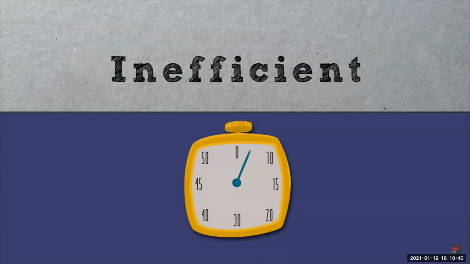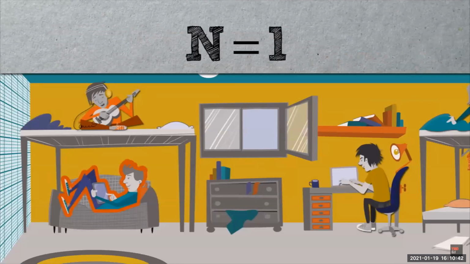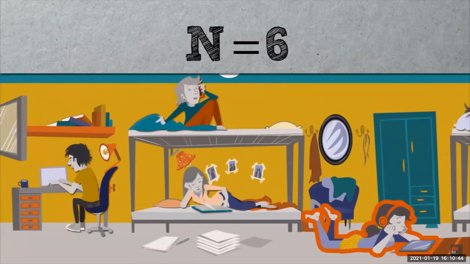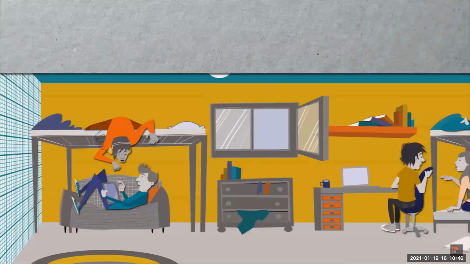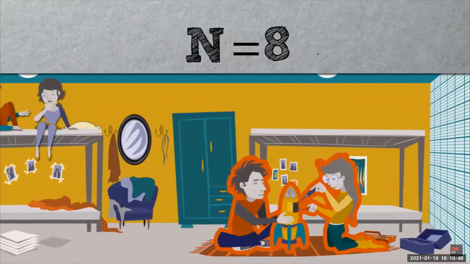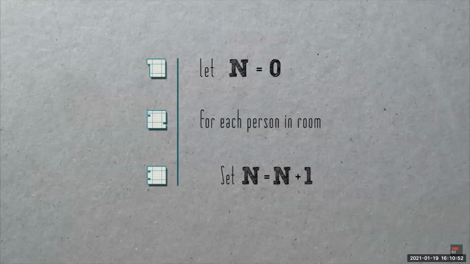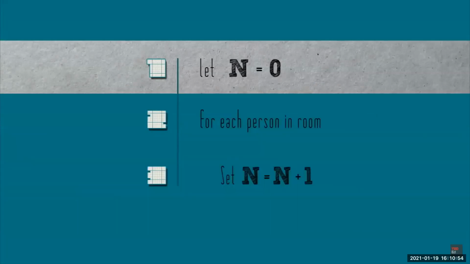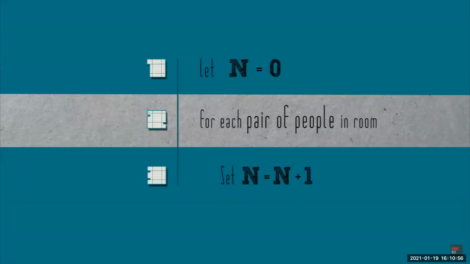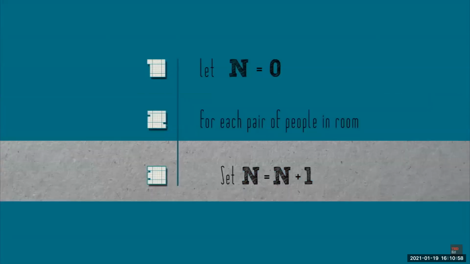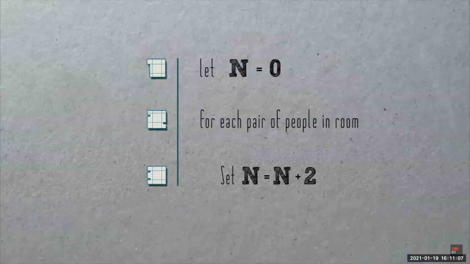Why not count 2 people at a time? Instead of counting 1, 2, 3, 4, 5, 6, 7, 8, and so forth, why not count 2, 4, 6, 8, and so on? It even sounds faster, and it surely is. Let's express this optimization in pseudocode. Let n equal 0. For each pair of people in room, set n equal to n plus 2. Pretty simple change, right? Rather than count people 1 at a time, we instead count them 2 at a time. This algorithm's just twice as fast as the last. But is it correct?